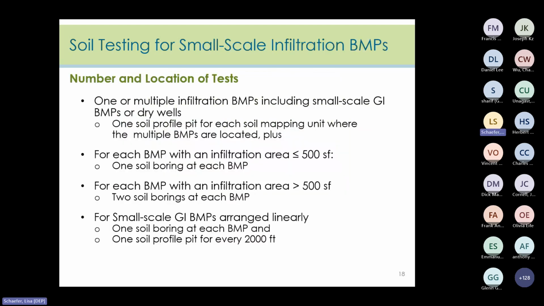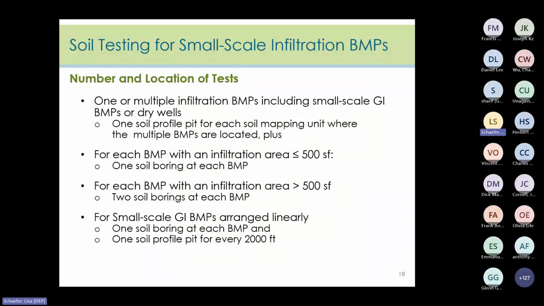Okay, so for our small scale infiltration BMPs, when we have one or more, multiple, of the small ones, we're going to need 1 soil profile pit for each soil mapping unit where the multiple BMPs are located, plus for each BMP with an infiltration area less than or equal to 500 square feet, we're going to need 1 soil boring at each BMP.